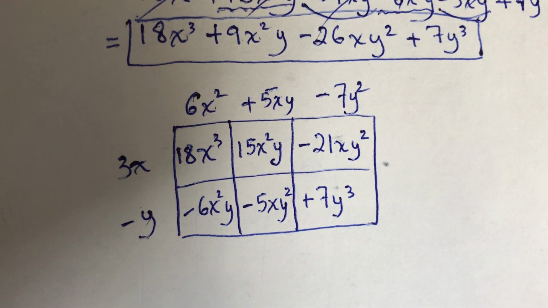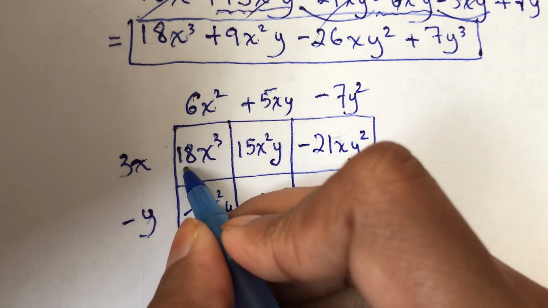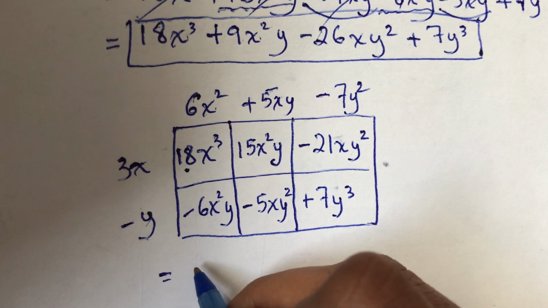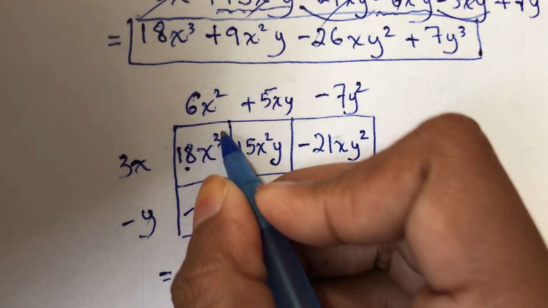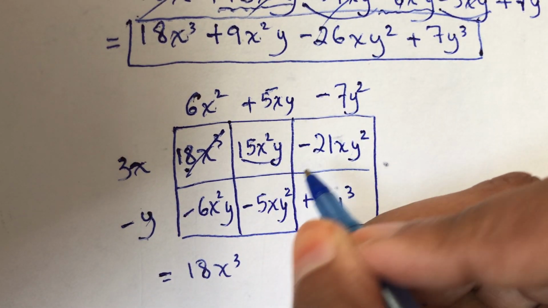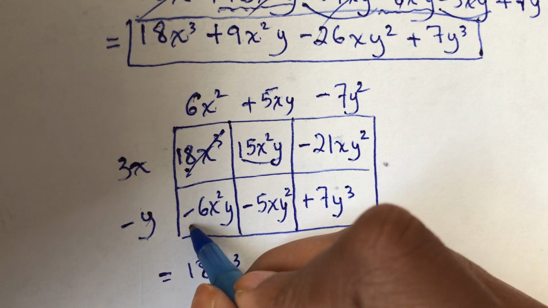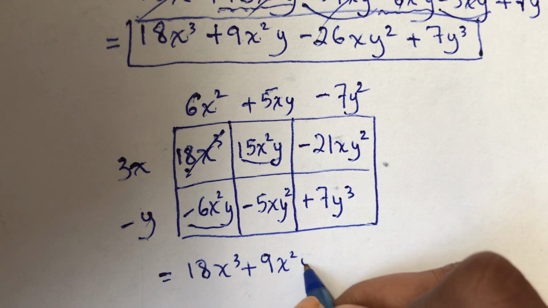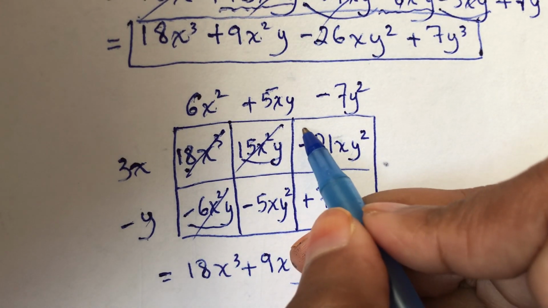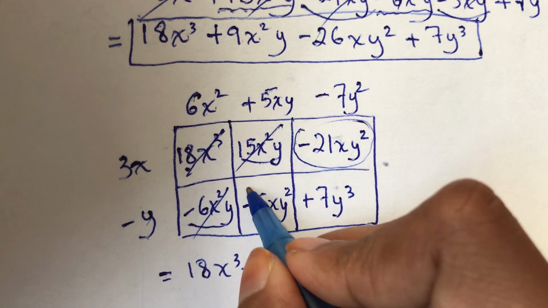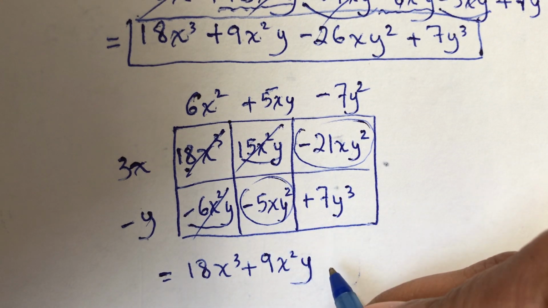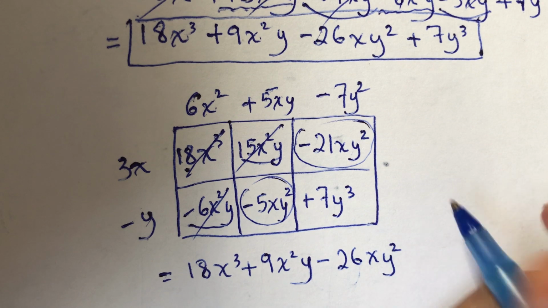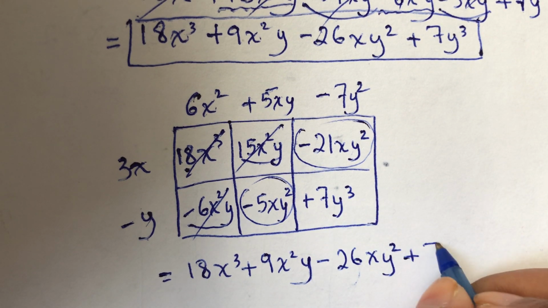And the same drill, I'm going to combine my like terms. So 18x cubed can't be combined with anything else. So I'm going to rewrite it as it is. Cross it out. 15x squared y, and then I can combine it with the negative 6x squared y. I end up with a positive 9x squared y. Cross it out, cross it out. Then I have a negative 21xy squared. I can combine it with the negative 5xy squared, giving me a negative 26xy squared. And finally I have the 7y cubed by itself.